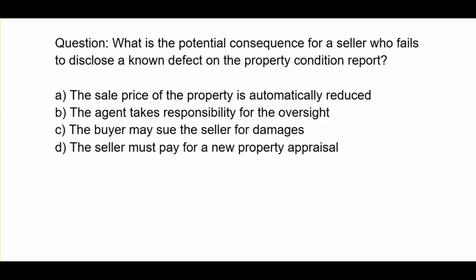What is the potential consequence for a seller who fails to disclose a known defect on the property condition report? A, the sale price of the property is automatically reduced. B, the agent takes responsibility for the oversight. C, the buyer may sue the seller for damages. D, the seller must pay for a new property appraisal.